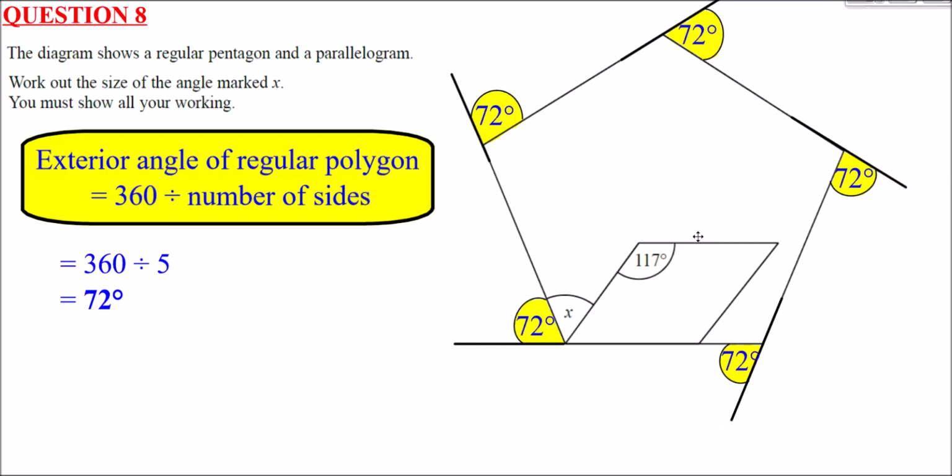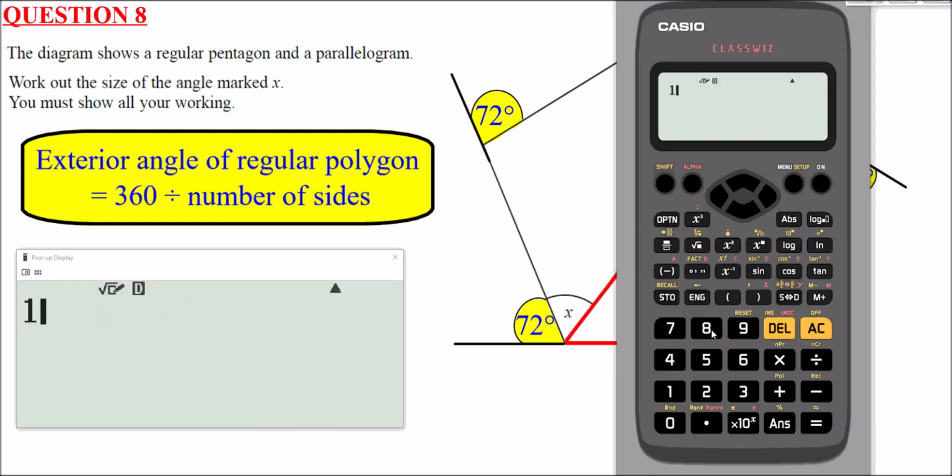Next, we need to look at this parallelogram. If I just focus on this angle here and this angle in the corner of it, which I'm just going to mark in red, then because the top and the bottom of a parallelogram are parallel, hence the name, this angle plus that one are called co-interior angles. And co-interior angles always add up to 180 degrees. And so if that's 117, this one here will be 180 minus 117. So if I do 180 subtract 117, that tells me that this angle here has to be 63 degrees.